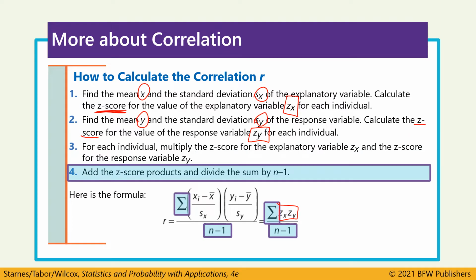And as a last step, we add them all up. Anytime you see this symbol, this fancy looking E here, that's the Greek letter sigma. It means add up everything in our table, everything that we're looking at. And then that sum gets divided by n minus 1.